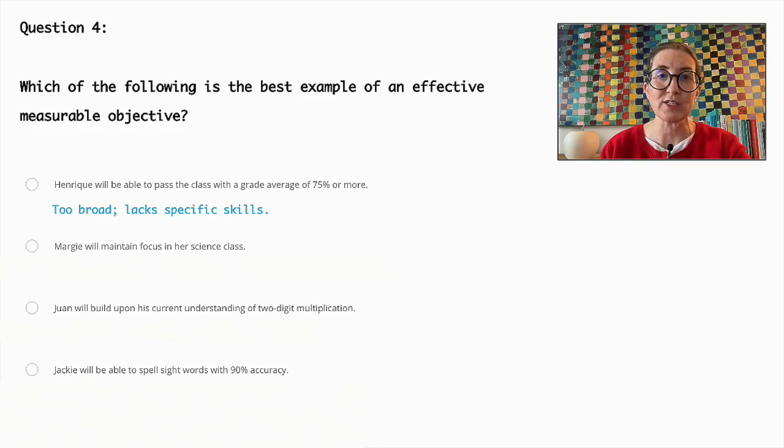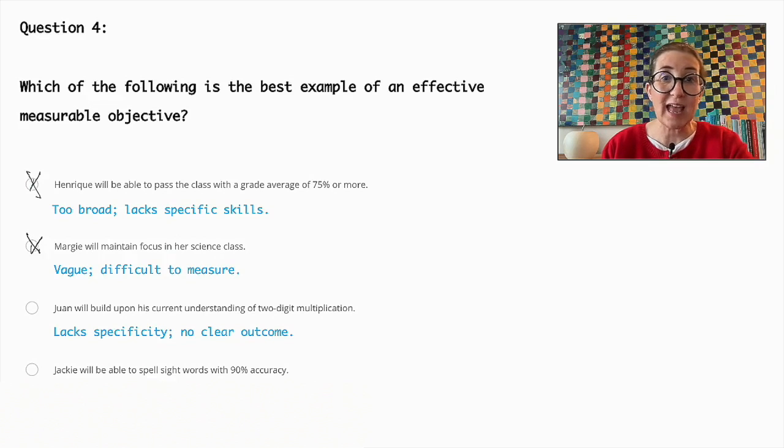The objective, Henrique will be able to pass the class with a grade average of 75% or more, is too broad and does not specify particular skills or knowledge, making it hard to measure specific progress. So that is not correct. Margie will maintain focus in her science class, is vague and subjective, and lacks a clear metric for measurement. So we can eliminate that also. Juan will build upon his current understanding of two-digit multiplication, lacks precision and a measurable outcome, making progress assessment difficult. So that too we can rule out.